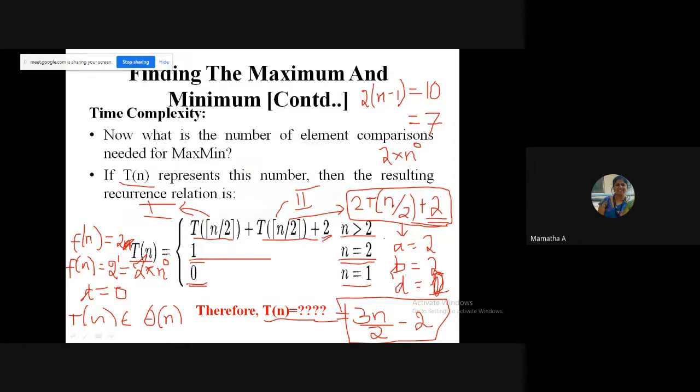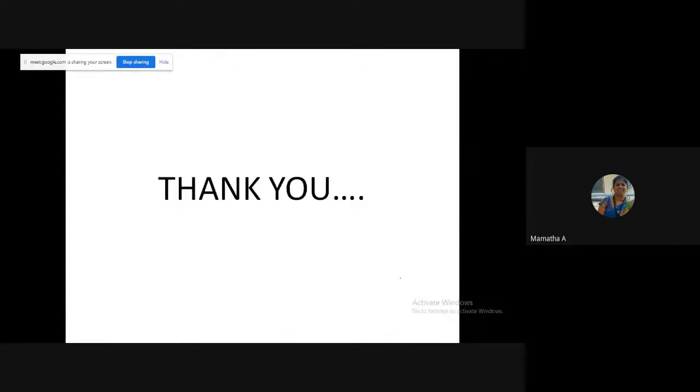I will share this slide with respect to your recurrence relation. Try to get this answer. Let's see. I hope with this we will conclude our class. Thank you. Any doubts? You can just ask me.